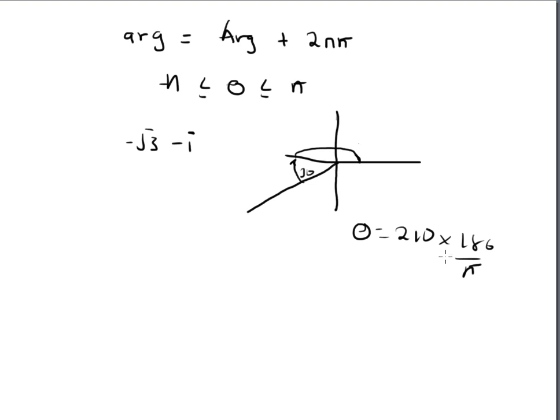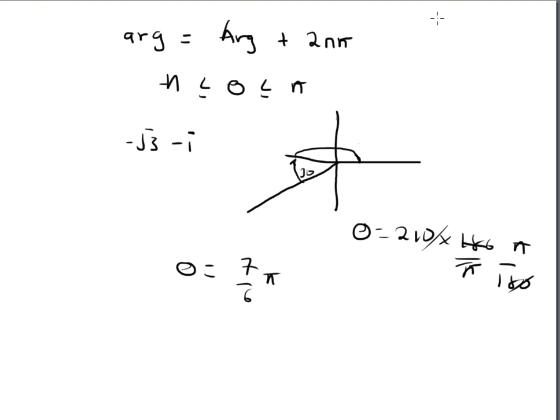Now, changing to radians, we multiply by pi on 180. After we've gotten the angle, we change to radians by multiplying by pi on 180. And with this, we get 7 on 6 pi. Now, it is clear that 7 on 6 pi doesn't lie in this interval. So this is our argument, and there is a need for us to convert our argument into our principal argument.